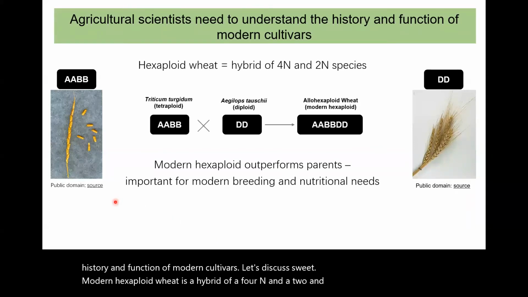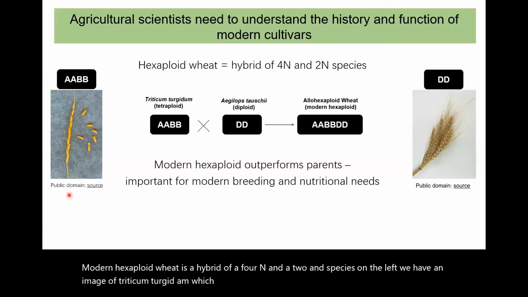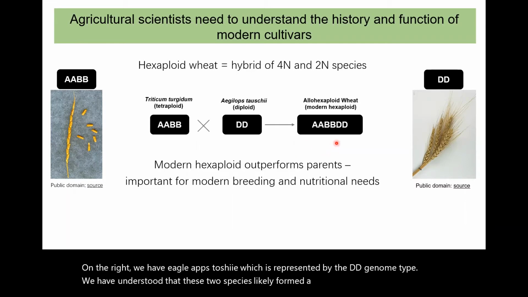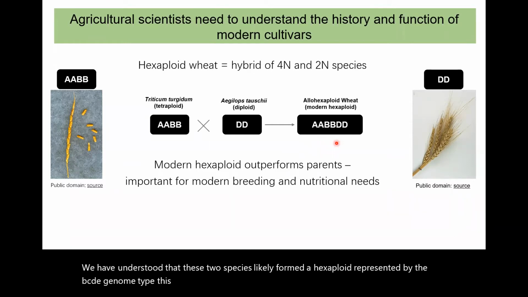On the left, we have an image of Triticum turgidum, which is represented by the AABB genome type. On the right, we have Aegilops tauschii, which is represented by the DD genome type. We have understood that these two species likely formed a hexaploid represented by the AABBDD genome type. This allohexaploid is considered to be what we have as modern wheat that most of us encounter in our meals.